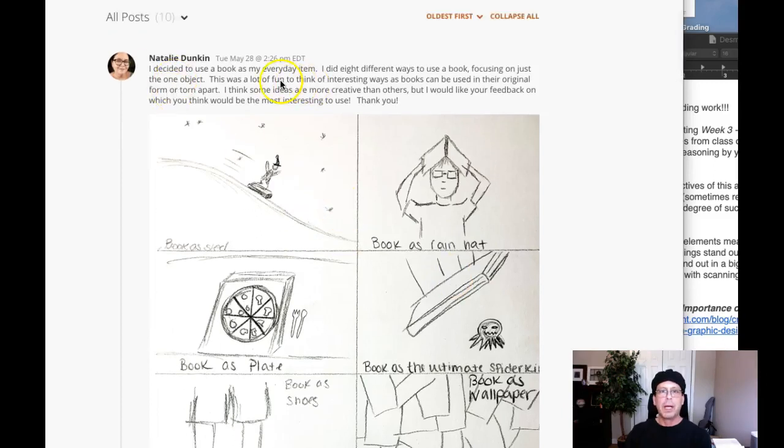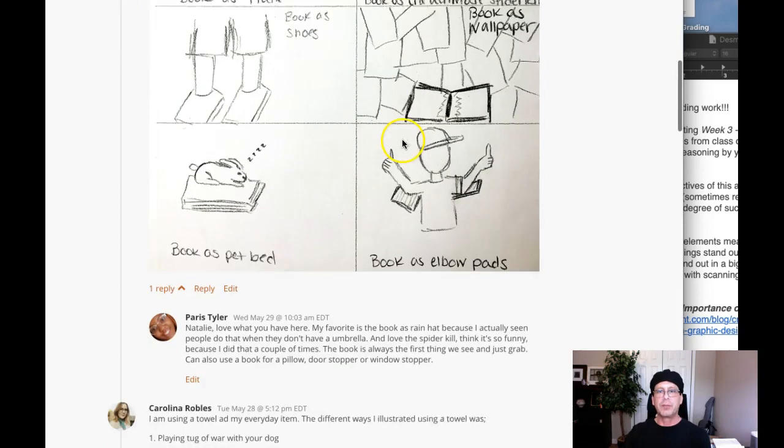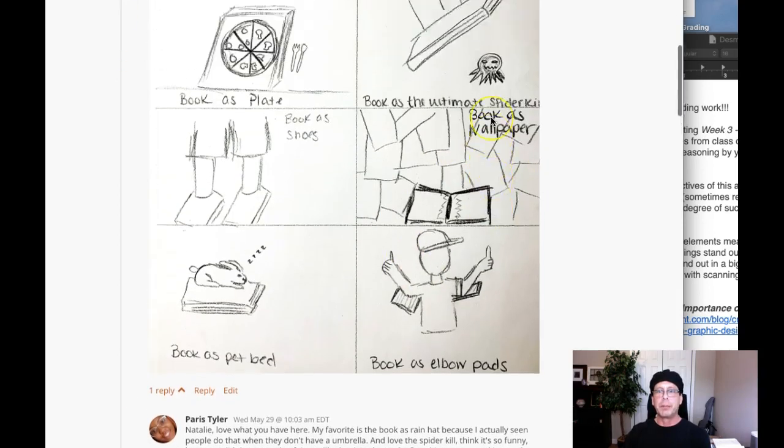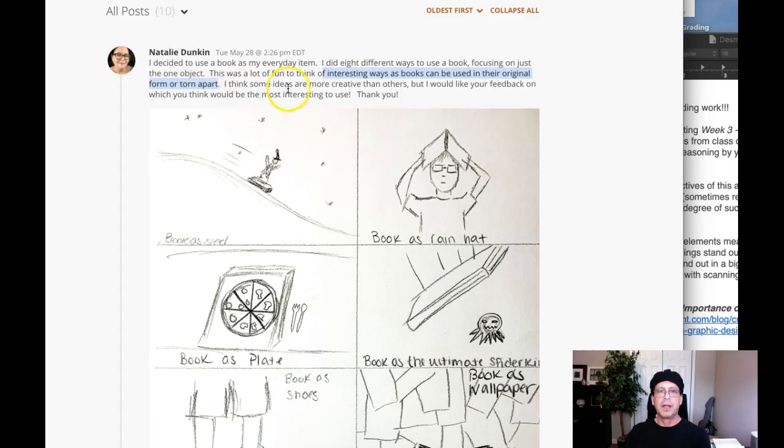All right. So, just real quick, I decided to use a book as my exam at 8 different ways to use a book, focusing on just one object. It's a lot of fun to think of interesting ways the book can be used in the original form or torn apart. I think that's interesting, especially this one right here with the wallpaper, tearing the pages out of the books. Really interesting stuff. I think some ideas are more creative than others, which is like your feedback on.